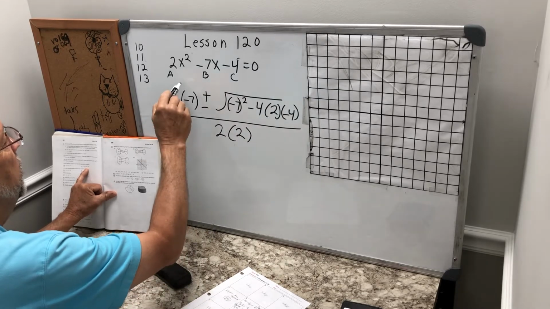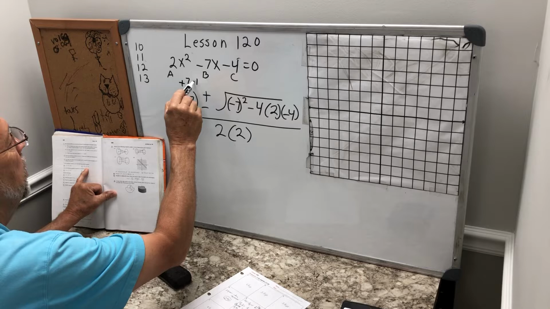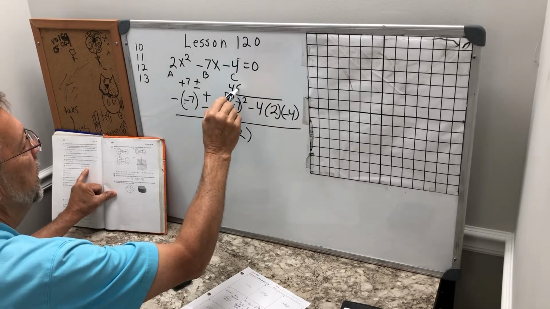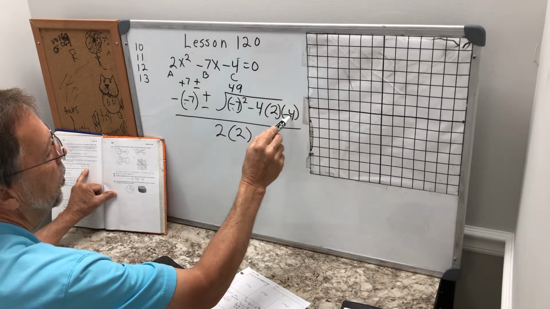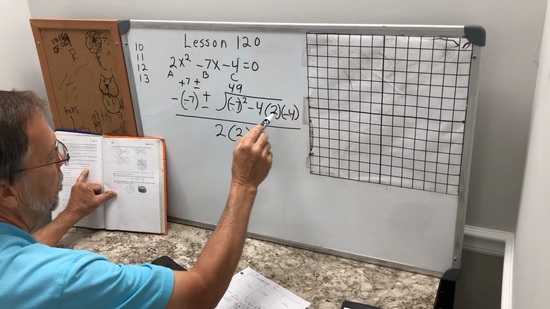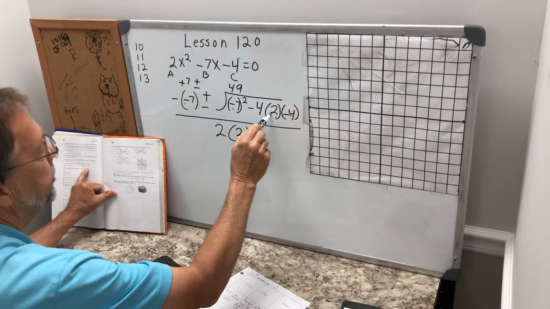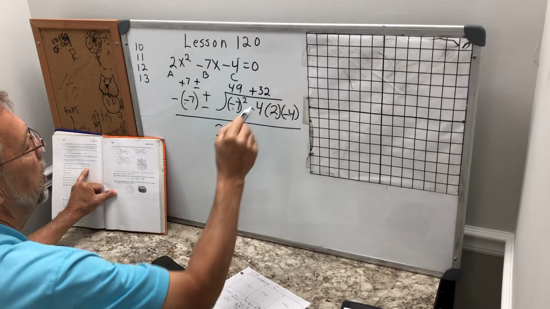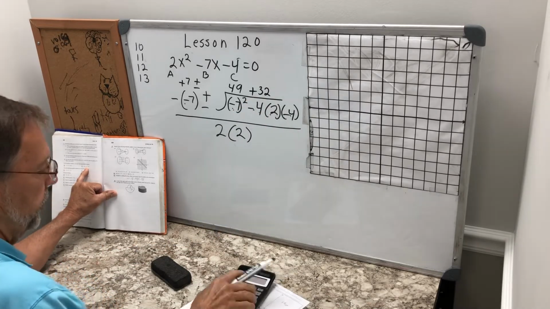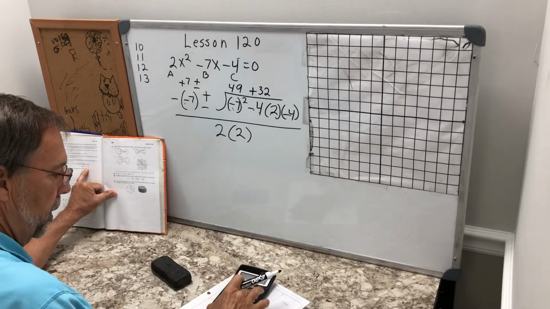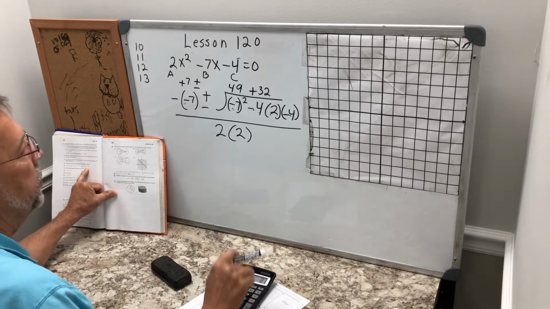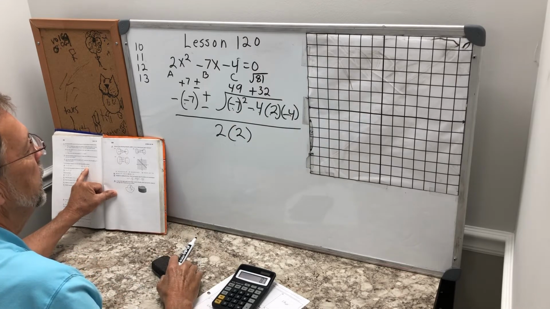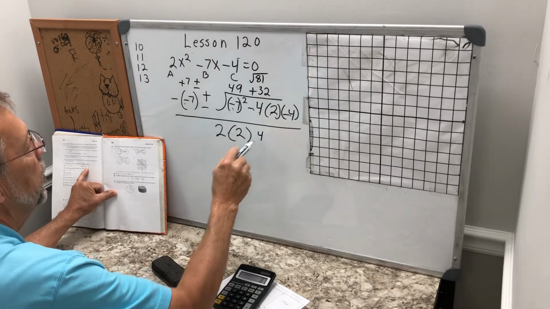Opposite of -7 is a +7, plus or minus. -7 times -7 is a +49. 4 times 4 is 16, times 2 is 32. And I have 2 negatives, so it's a +32. 49 plus 32 equals 81, square root of 81. And this 2 times 2 is a 4.